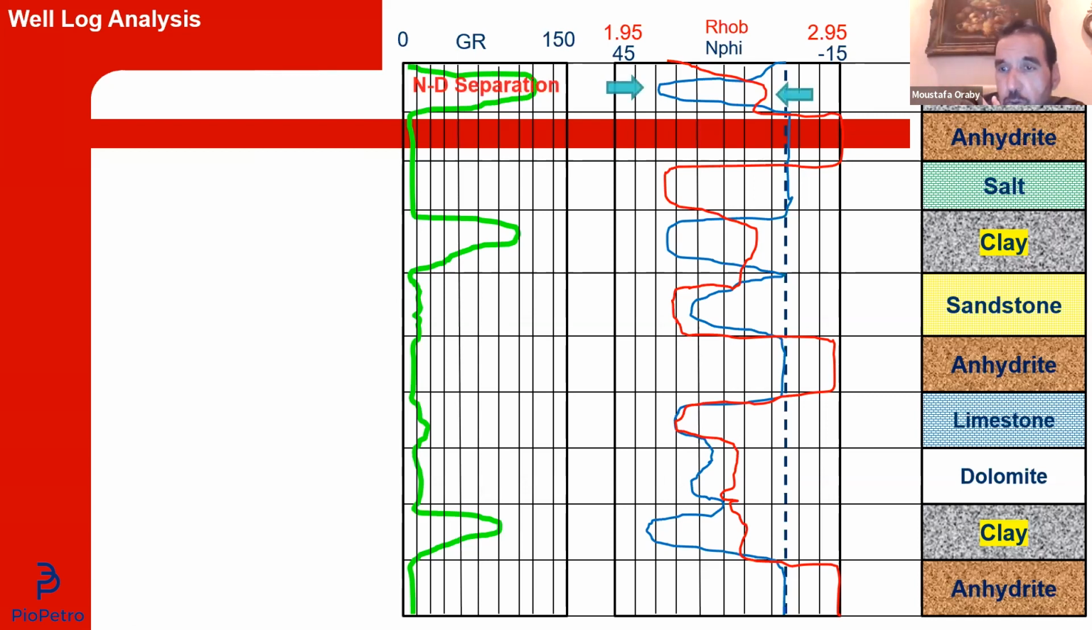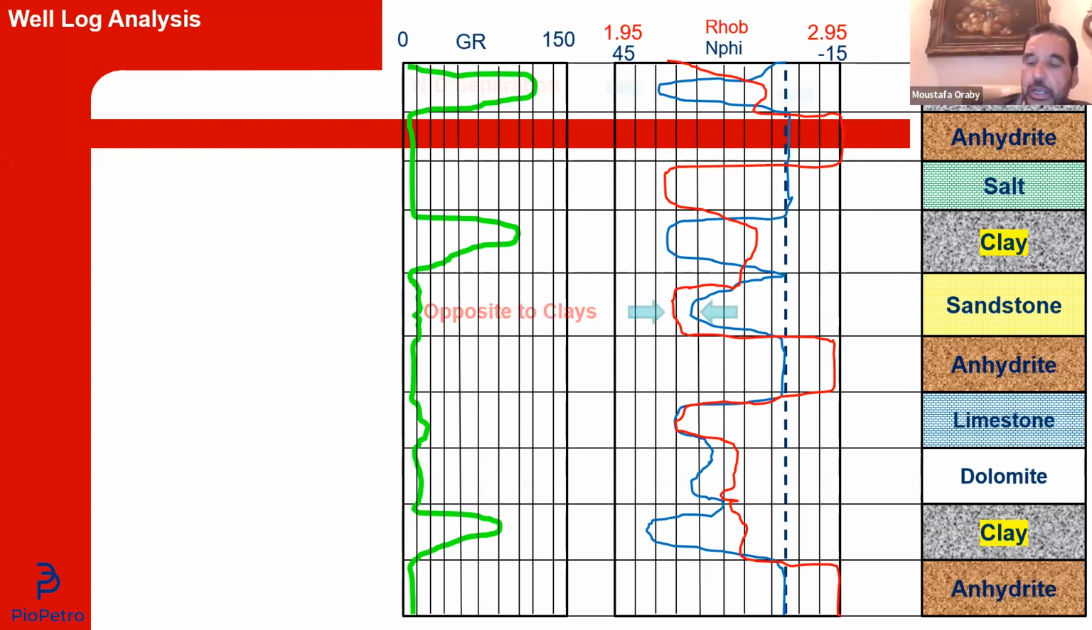Now, go to the sand. Sand is opposite of the clay. Look at this. Clay was neutron to the left and density to the right. When it's actually opposite, where the density is to the left and the neutron to the right, and gamma ray is not very high like the clay, that's a sandstone response. So again, what is the sandstone response? Density left, neutron right. If it's actually neutron left and density right, that's a clay.